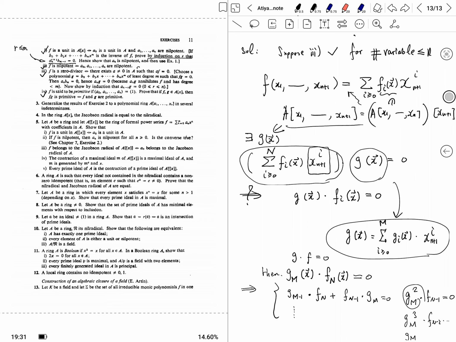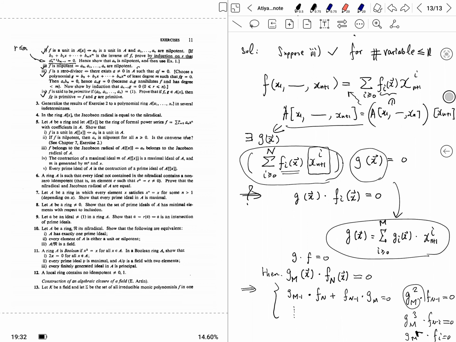g_m to the power, it depends on what is your degree, some big power of g_m. Let me just say it roughly. Say some r will kill all the f_i. Okay, and so you find a polynomial that kills all the coefficients of f(x). And so now by induction you will say that this is a constant.